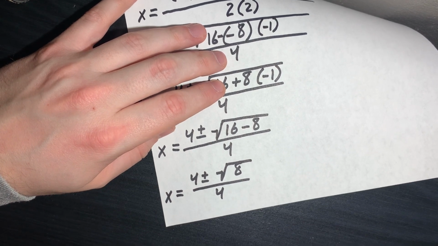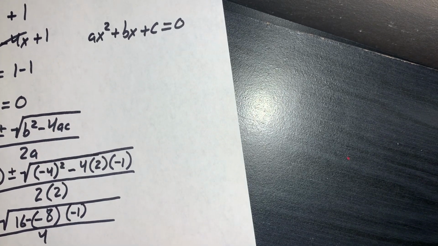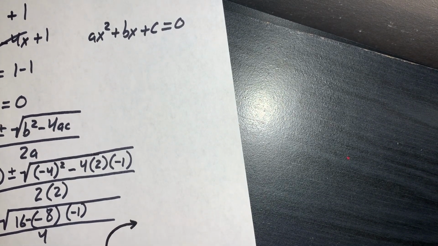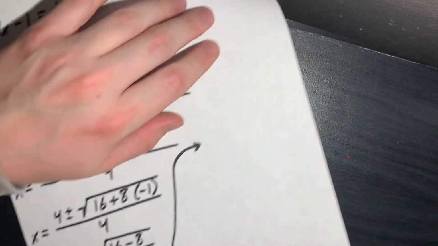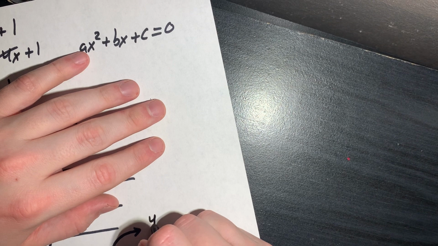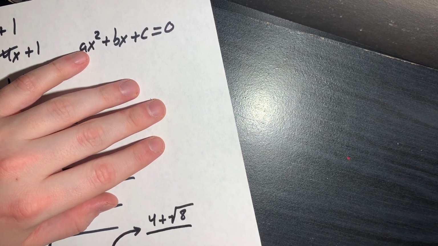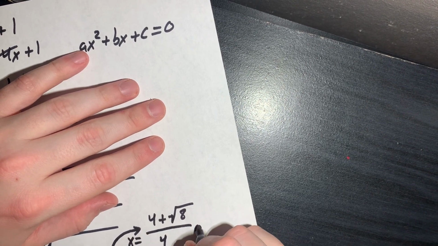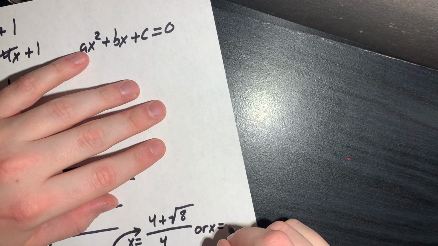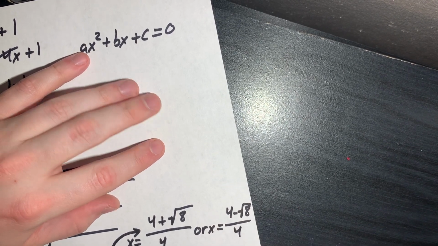Okay, so with this one, let's see. We've got our 2 different solutions. Now remember, since we got the plus or minus here, we'll have x equals 4 plus the square root of 8 all over 4, or x equals 4 minus the square root of 8 all over 4.